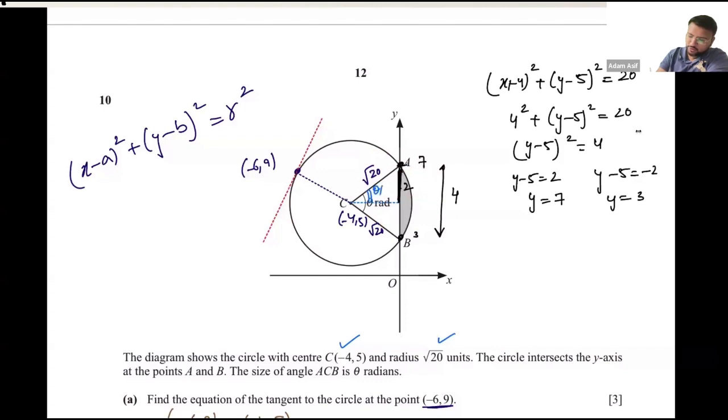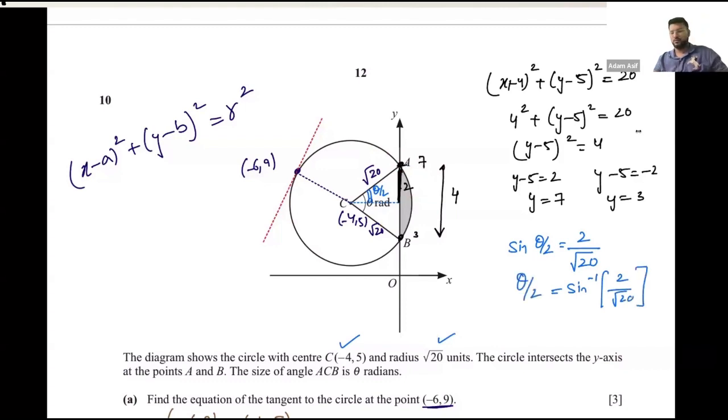तो मैं स्टार्टिंग से ही कह रहा हूँ कि ये वाला जो एंगल है मेरा, ये थीटा अपॉन 2 है। सही है। तो साइन ऑफ थीटा अपॉन 2 इज इक्वल टू ऑपोजिट अपॉन हाइपोटेनस √20। तो साइन इनवर्स लो इसका 2 अपॉन √20। रेडियंस में करना है, ठीक है। ये साइन इनवर्स ऑफ 2 डिवाइडेड बाय √20 मल्टीप्लाई बाय 2। सो थीटा की वैल्यू क्या आ रही है?